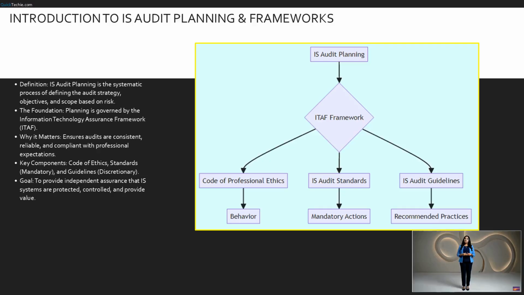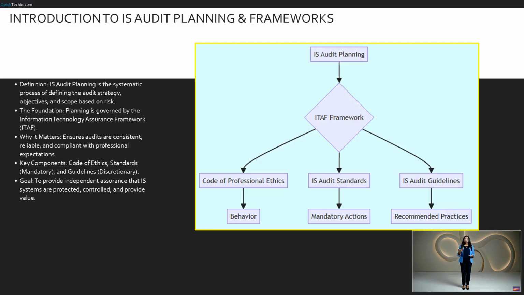Let's get started. Let's begin by defining what we are actually doing here. Audit planning isn't just about scheduling meetings. It is a systematic process where we define our strategy and objectives, but we don't plan in a vacuum. We rely on a professional framework known as ITAF, or the Information Technology Assurance Framework. Why does this matter? Because without standards, an audit is just an opinion. With standards, it is a professional assessment.